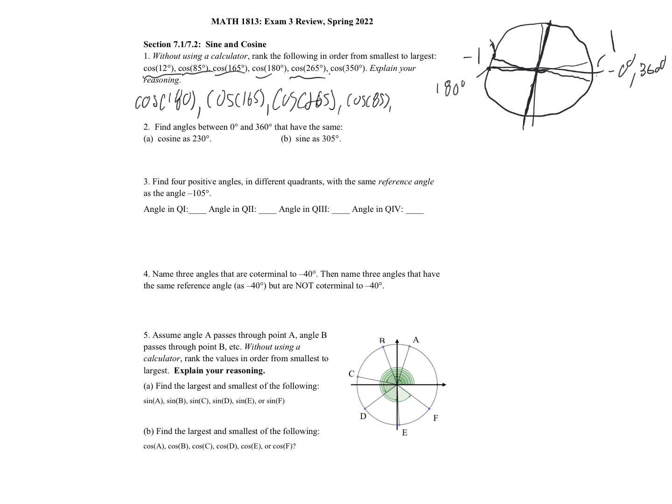And then next would be these two. Both of these are very close, but this one was cosine of 12, so it had an angle here of 12 degrees. This one was 350, and so 360 minus 350 is 10. Since the bottom one here is slightly closer, it would be larger. So our next angle would be cosine of 12, and then cosine of 350.